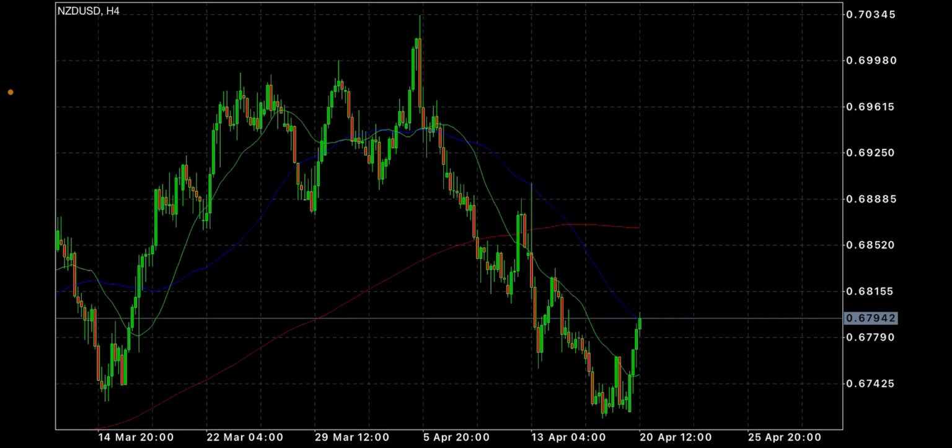Okay, so with that being said, let's go ahead and dive into what's happening on this currency pair. First, let's discuss what's happening with the currency pair before we dive into what's happening on the chart.